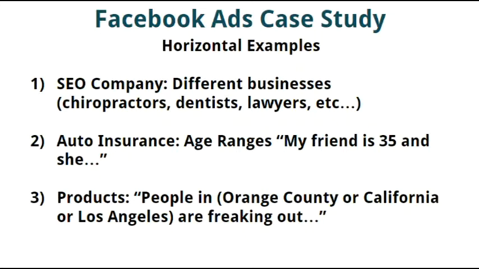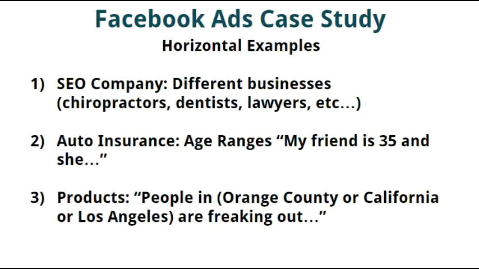Go after chiropractors, dentists, lawyers, electricians, plumbers. Just continue to create multiple campaigns to go after those, because your messaging is going to be a lot more clear to those people. It's going to look like it's for them, rather than, hey, we're an SEO company and we can help you, business owner, rather than saying plumber.